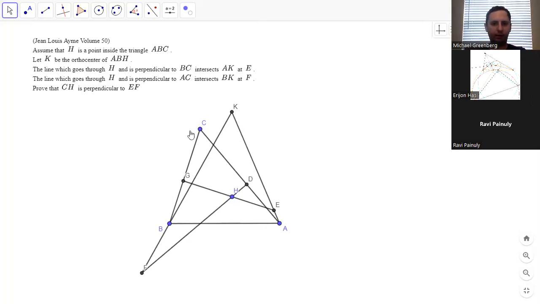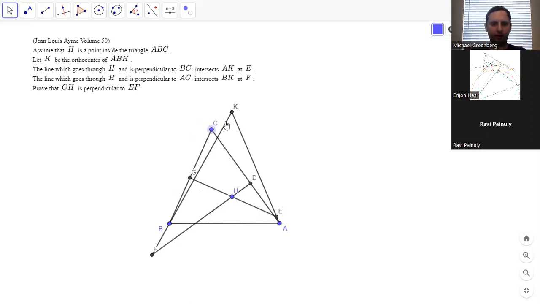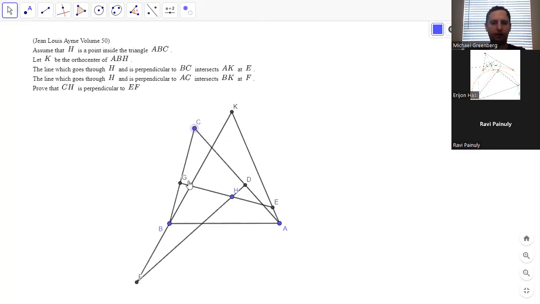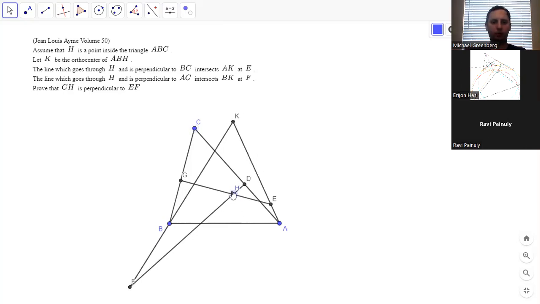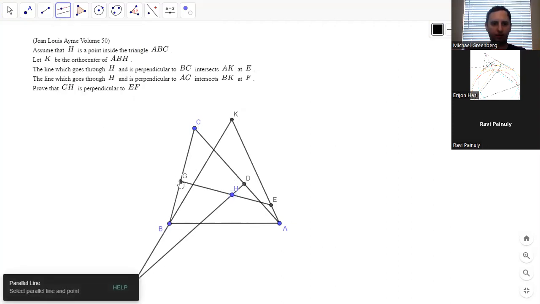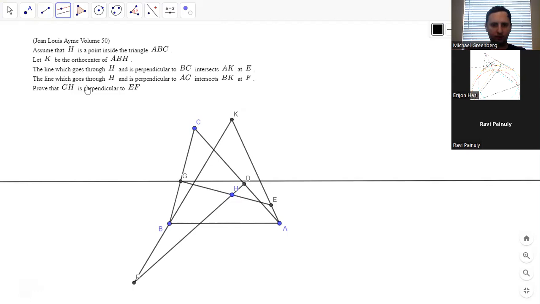It almost looks like GB is parallel to AB, but is that true? Maybe that's obvious because, yeah, I think it might be obvious because angle HGB is angle HCA. And HCA. Oh, maybe it's not true. Let me use the parallel line. Yeah, it's not true.